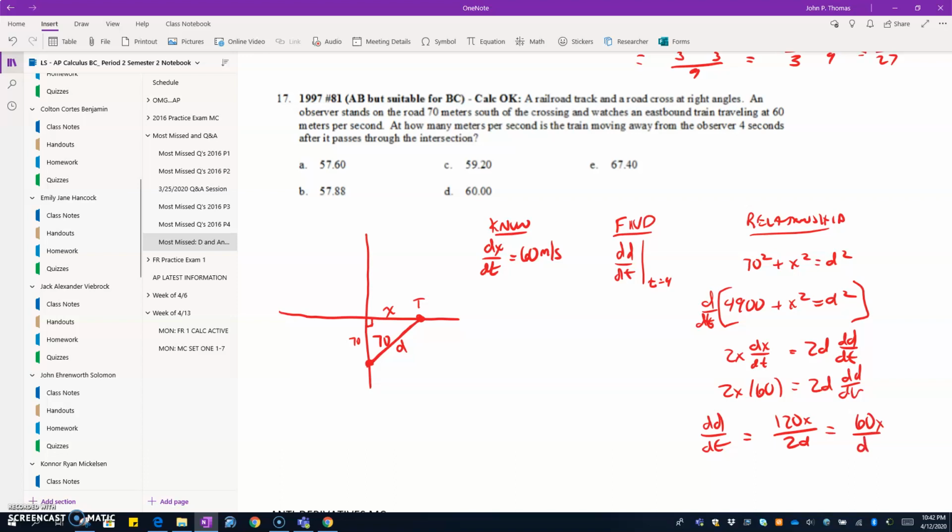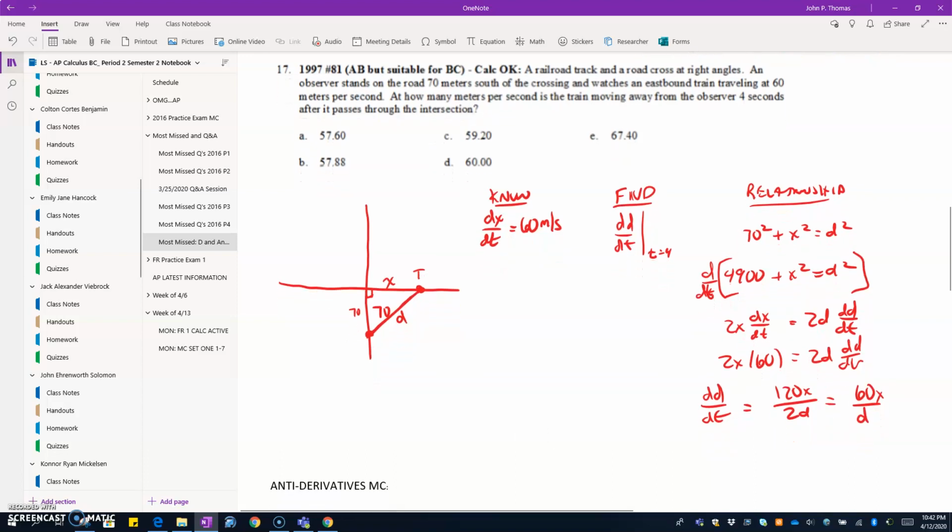Now it asked me after 4 seconds. So at 4 seconds, 4 times 60 is the distance that the train has traveled. So 4 times 60 is 240. So I know that the distance on this side would be 240. That's my x value. And then I'm going to use the Pythagorean theorem, where I've got 70 squared plus 240 squared equals d squared, and I'm going to have to solve for d.